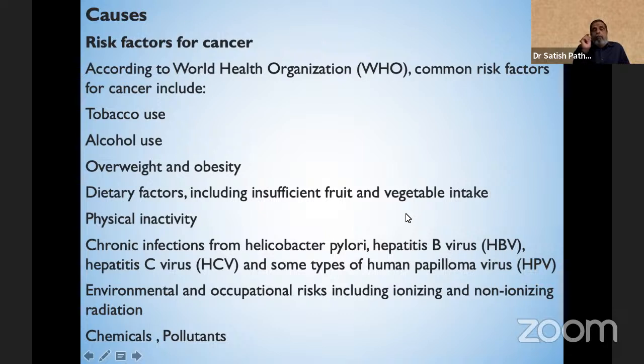The first is tobacco use. Then alcohol, overweight and obesity. Dietary factors including insufficient fruit and vegetable intake. Physical inactivity is also one of the causes of cancer because the cells behave abnormally. Then chronic infections like Helicobacter pylori, hepatitis B, hepatitis C, and some types of human papillomavirus. They act as precancerous. We don't know. Not all patients having H. pylori infection will get cancer. Some may get. Similarly, some with hepatitis B virus may get cancer of the liver. Then environmental and occupational risks, including ionizing and non-ionizing radiation, chemicals and pollutants. These are the different causes of cancer.